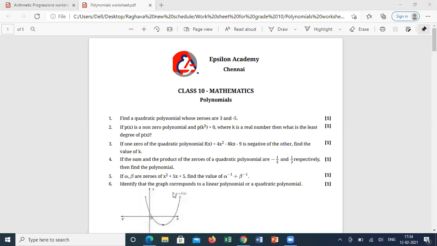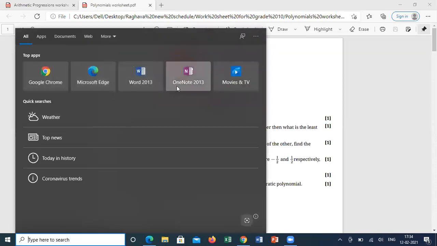You able to see the screen, everyone? Yes, sir.